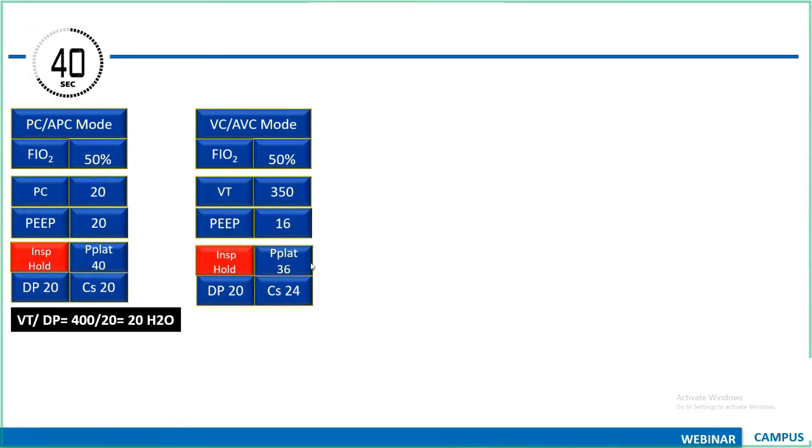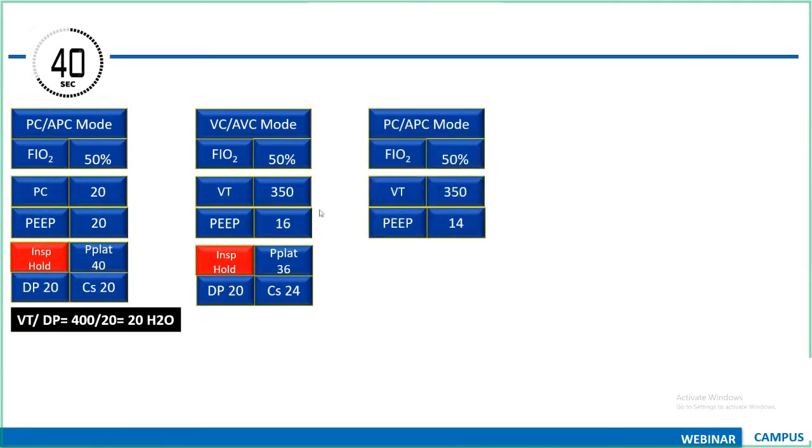So here are two things you cannot accept now. The driving pressure is high, more than 15. The plateau pressure is also more than 30. So you cannot accept these settings. So now again you try to reduce these values by reducing the PEEP.